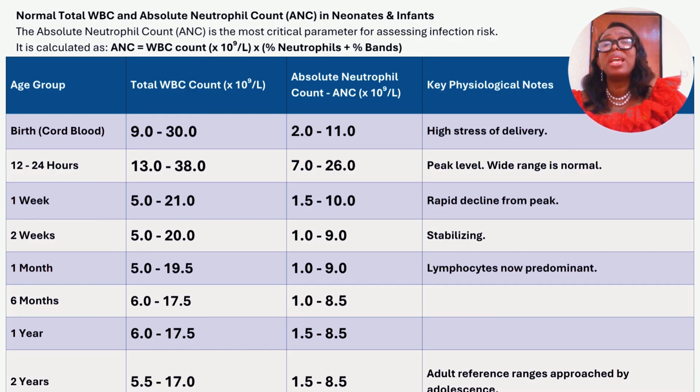At 1 week of age, you have total white cell count dropping to about between 5 to 21.0, while the absolute neutrophil count drops drastically to about 1.5 to 10.0. At about 6 months of birth, you have the total white cell count increasing to about 6.0 to 17.5, while the absolute neutrophil count comes down to about 1.0 to about 8.5.